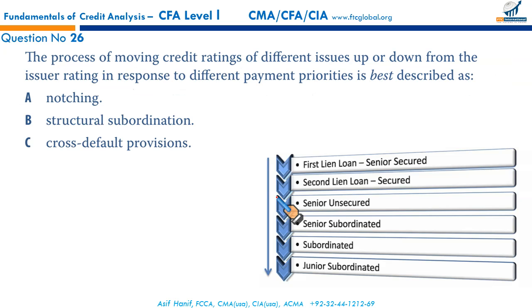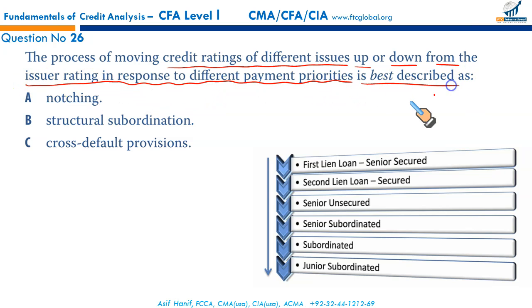Next, the process of moving credit ratings of different issues up or down from the issuer's rating in response to different payment priorities is best described as notching. That is the correct option. Look no further. Notching is the process of moving ratings up or down relative to the issuer rating when the rating agencies consider secondary factors such as priority of claims in the event of default and the potential loss severity. So this is the exact textbook approach-based question.